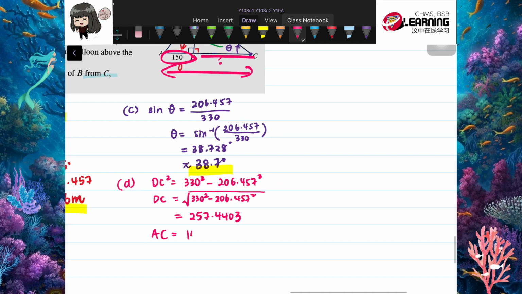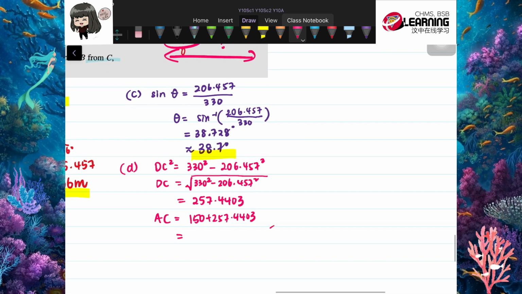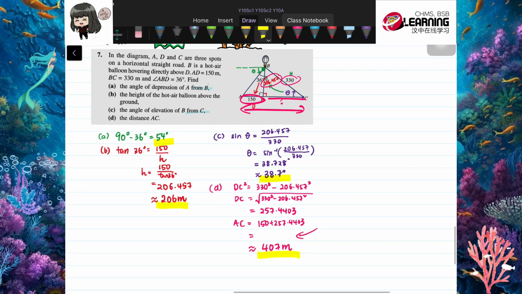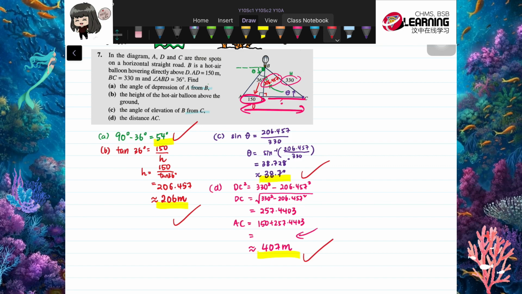Okay, so 150 plus 257.4403. So what do you get? The answer you fill in by your own, and then after 3 sig fig is 407 meter. Okay, so you compare your answer with my answer. Is it correct? If correct, then you tick by your own. Okay.